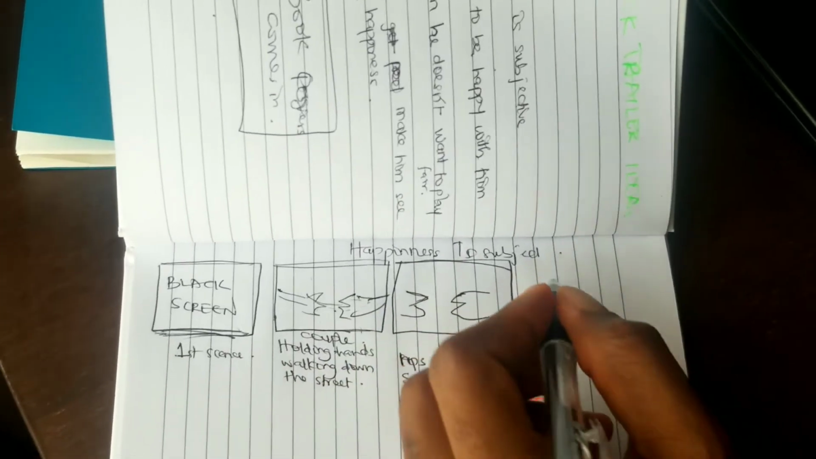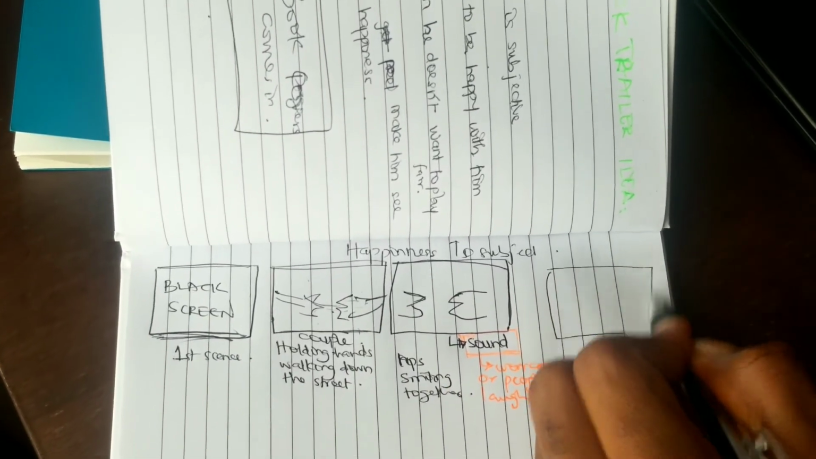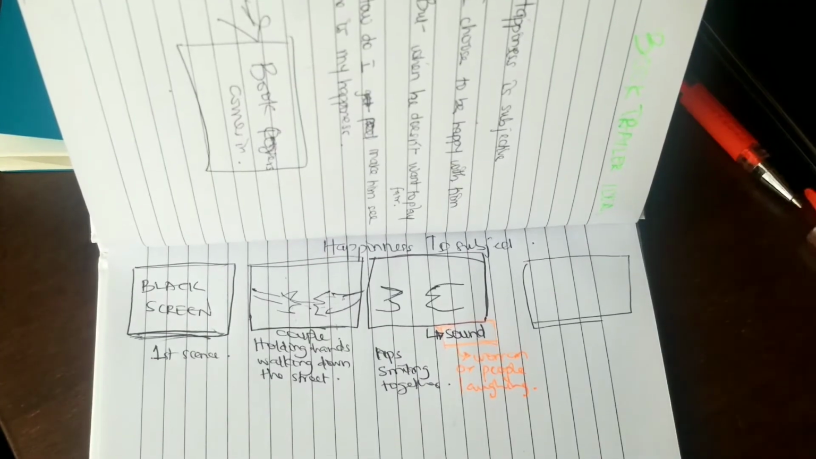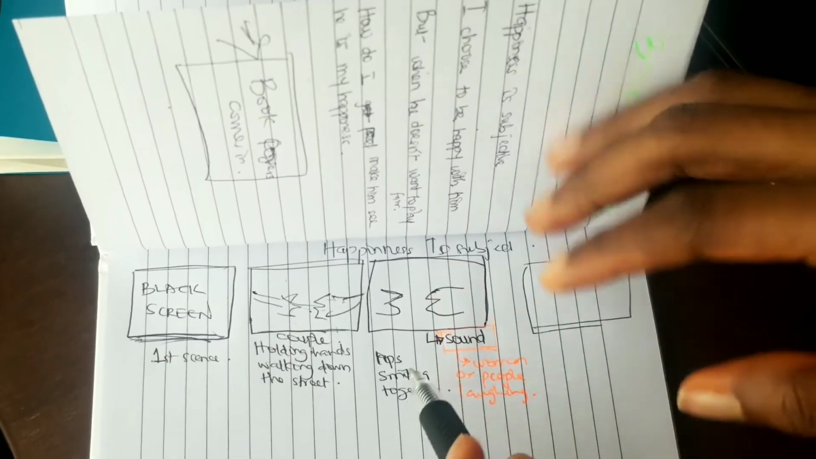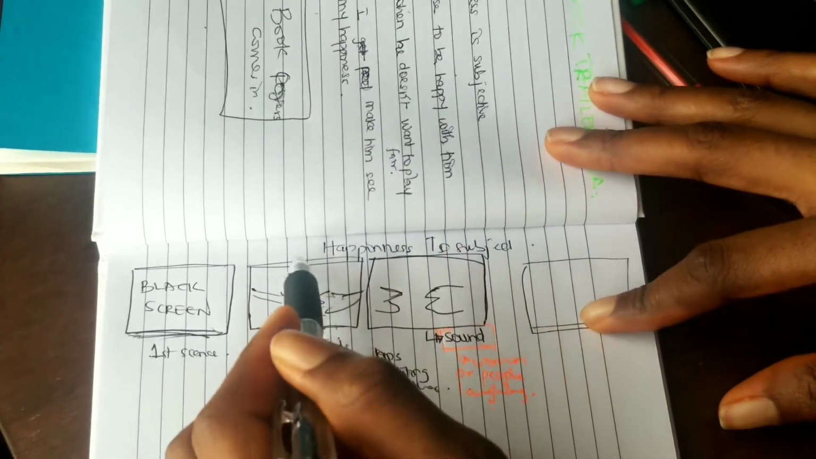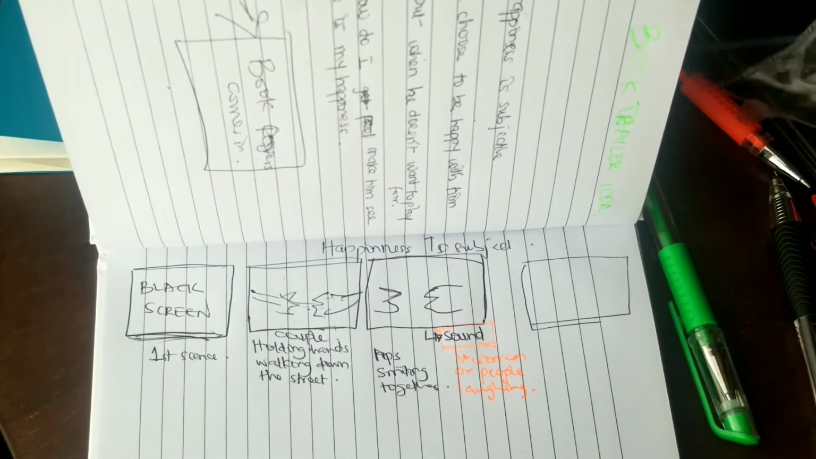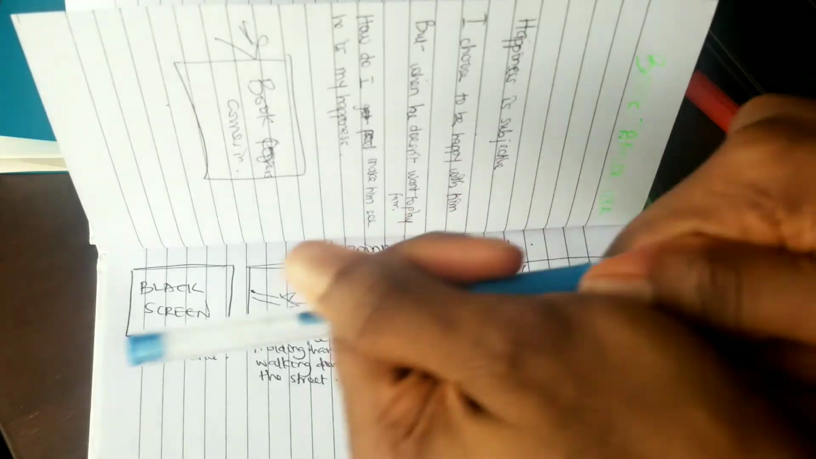Happiness is subjective. Then we're going to also have another black screen. So you want to take note of the sound, you want to take note of the video, and you also want to take note of the voiceover. Sorry, let's make this a blue pen so we don't forget the narration.